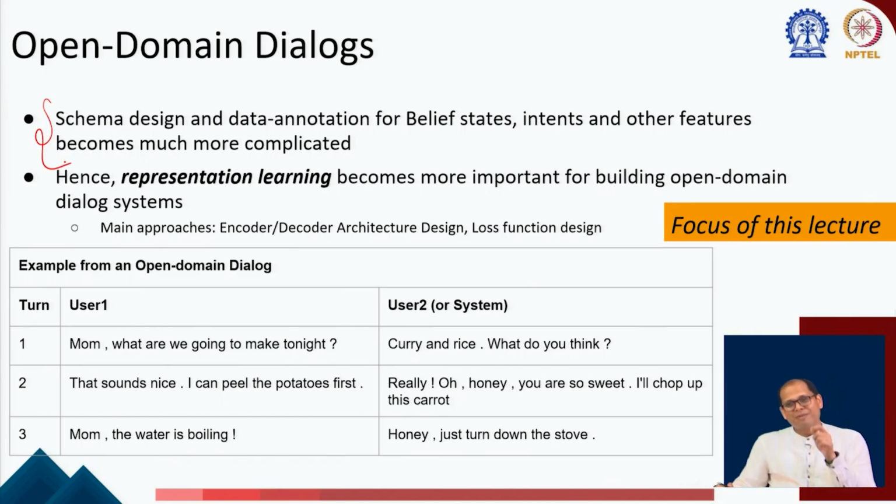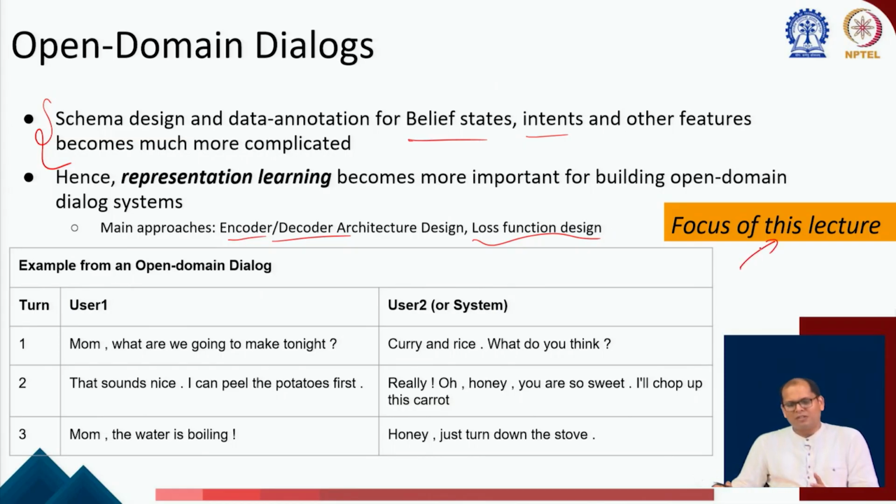Doing the same schema design becomes very complicated, because now you can talk about anything in the world, right. This is not about just booking a train reservation. So it becomes difficult to define the belief states, intents and all for an open domain. That's why what becomes important is that you learn good representations that we have been talking about, and try to make use of encoder decoder kind of architectures, and also how you define proper loss functions. And that's what will be the focus of this lecture.